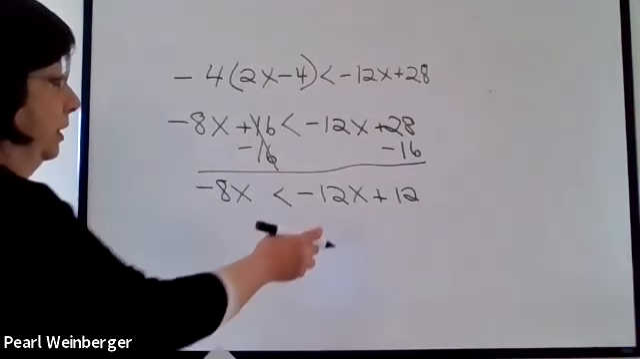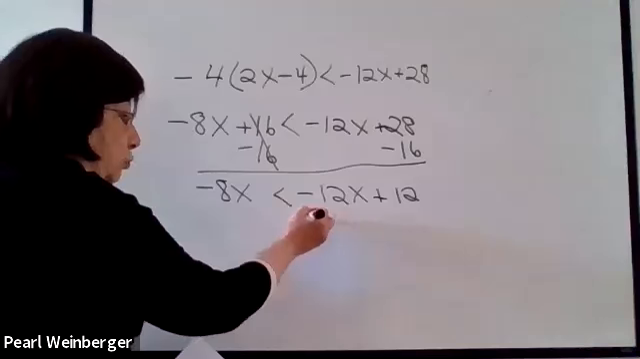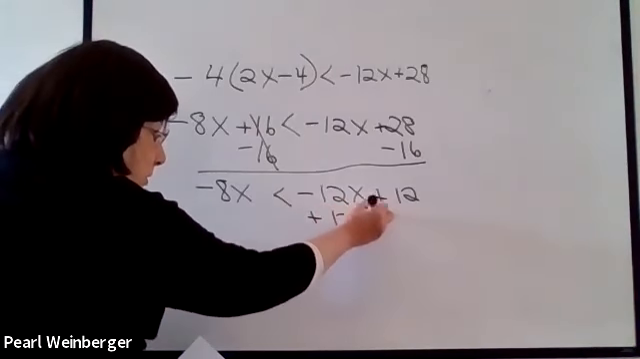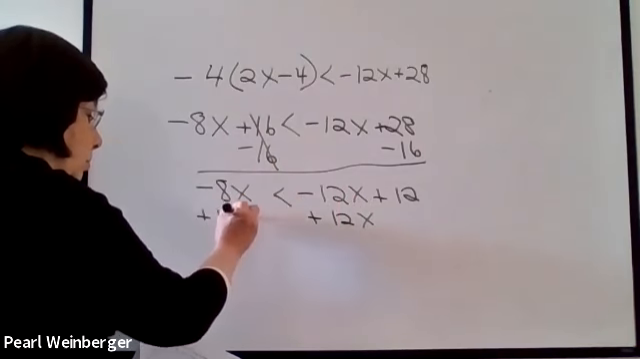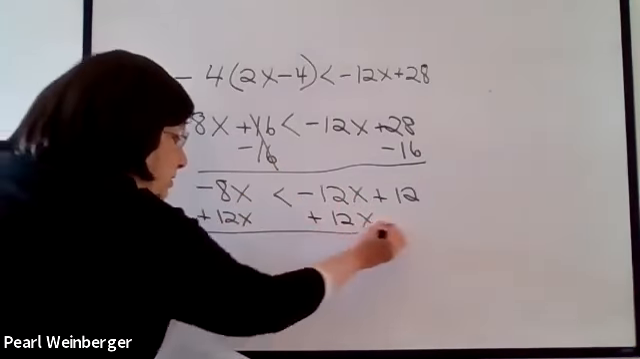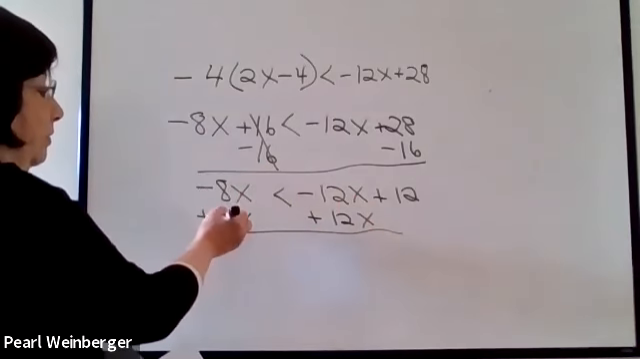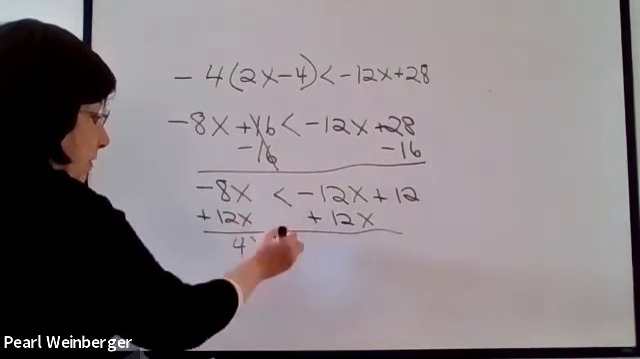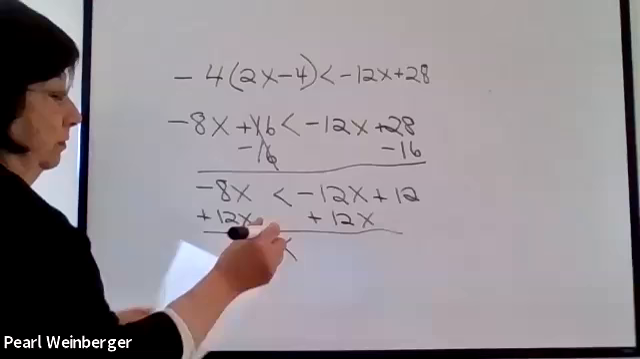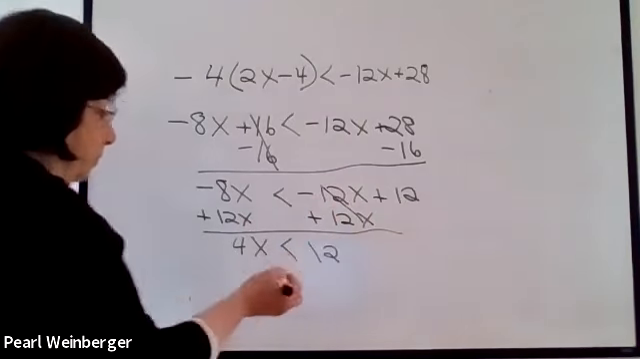Then I want to bring this negative 12x to the other side. So I'm going to do plus 12x because I want all the x's on the left. So this is exactly like you would do on a regular equation. Negative 8x and 12x gives you 4x. This still stays a less than. This cancels out, and this gives you 12.